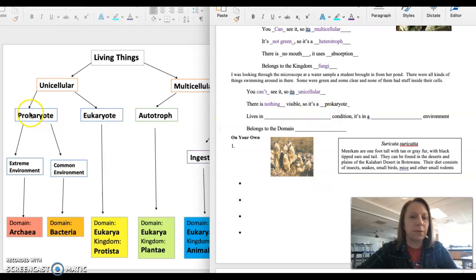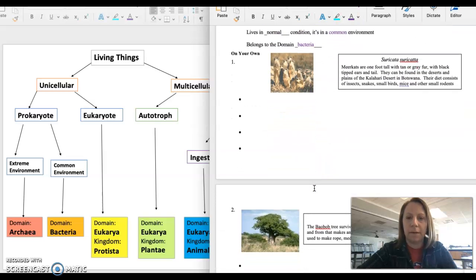Okay, so we're here on prokaryote. Now, does it live in a normal or common environment, or an extreme one? Well, it was from a backyard. So it's a normal environment, normal conditions, so it's called a common environment. Therefore, we know that this is in the domain bacteria. There is no specific kingdom for this because bacteria is all lumped into one domain together. There we go.